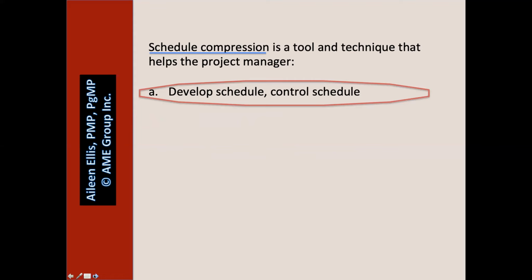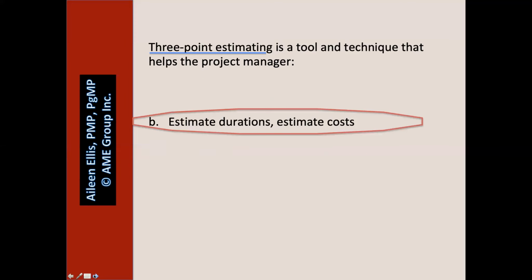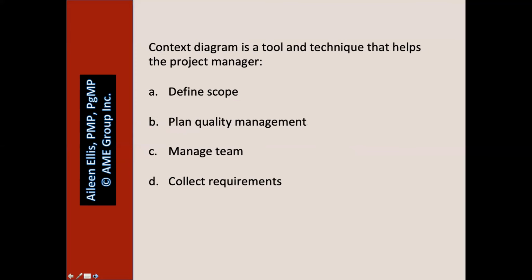Do you know any examples of schedule compression? Crashing, fast tracking would be examples. 3-point estimating is a tool and technique that helps the project manager. Hopefully you realize the right answer needed to be about estimating. 3-point estimating helps us estimate durations and estimate costs.